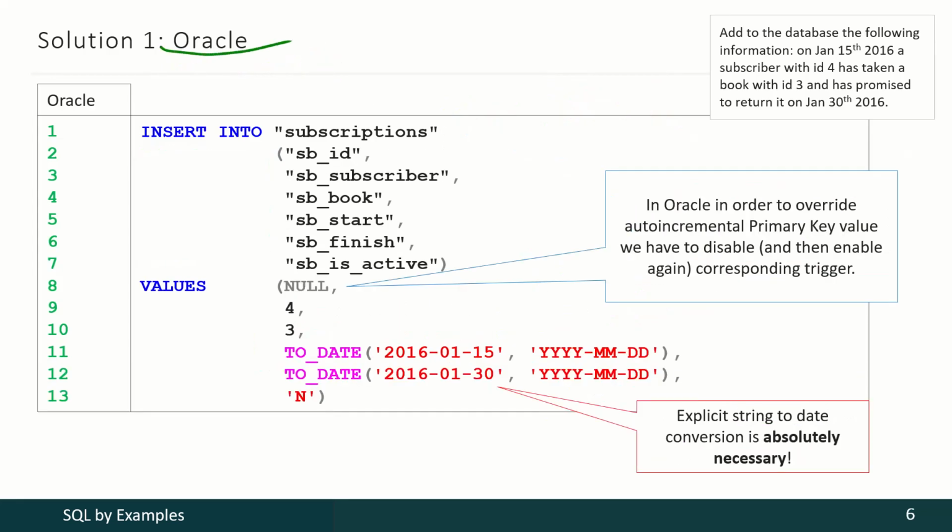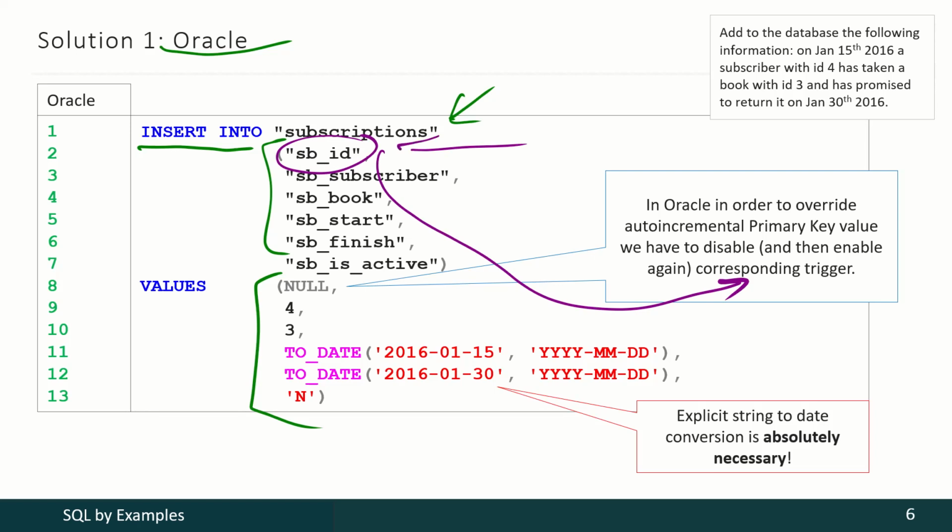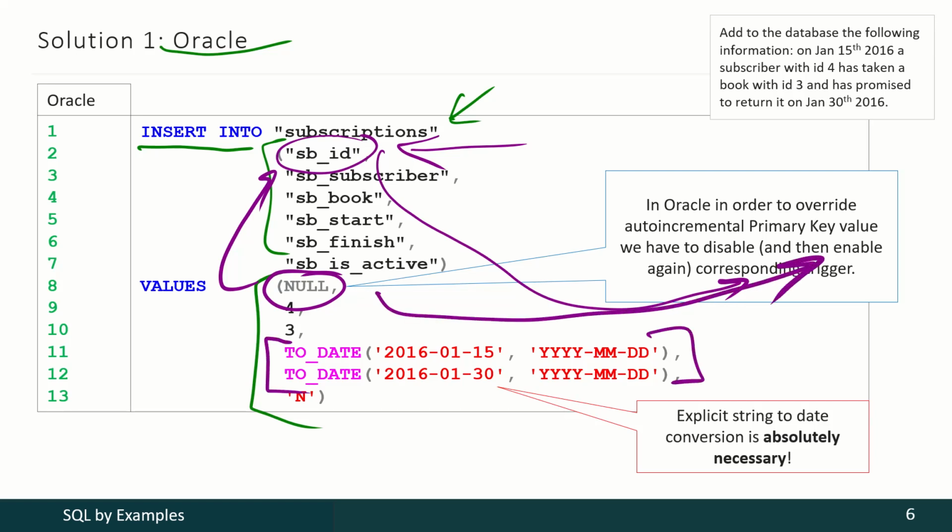In Oracle the approach is the same. We use insert into, we name the table here, we list fields, we list values, but we have to remember that this DBMS uses a trigger to produce new values for the primary key. So no matter what we pass here, the trigger will override our value until we disable it. And speaking about dates, in Oracle this conversion is absolutely necessary. So we have to use toDate function to transform this string into date with some format. Otherwise this query will fail.